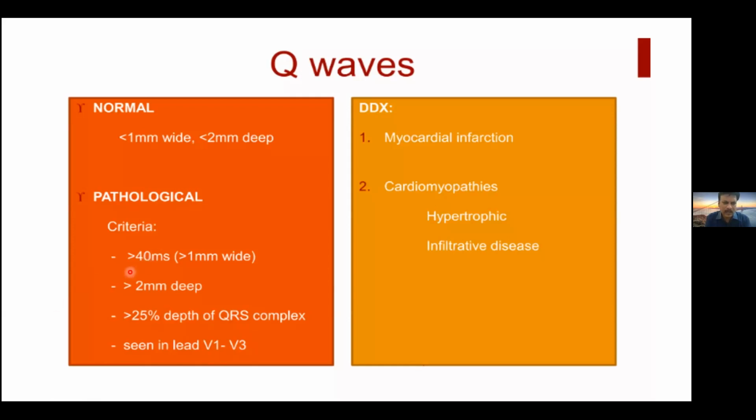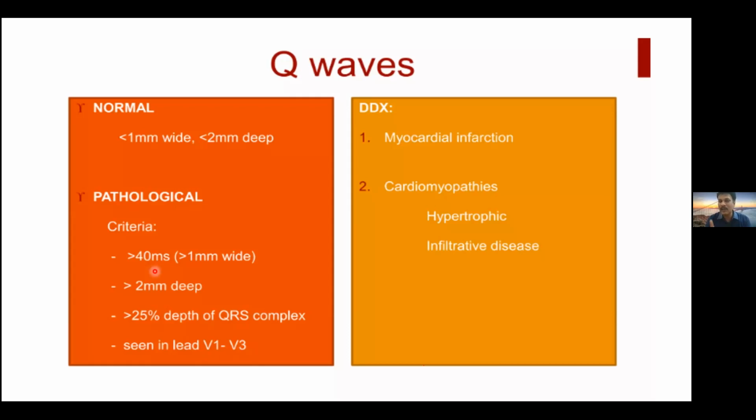See here, more than 1 millimeter wide, it is pathological. More than 2 millimeter depth, it is pathological. When compared to the QRS complex, more than 20% of the depth, it is pathological. So in the QRS complex, only 4 millimeter total height of the QR wave, and it is 20. If the P wave is less than 1 millimeter, it means it is abnormal. So more than 20% of the QRS complex, it is abnormal.